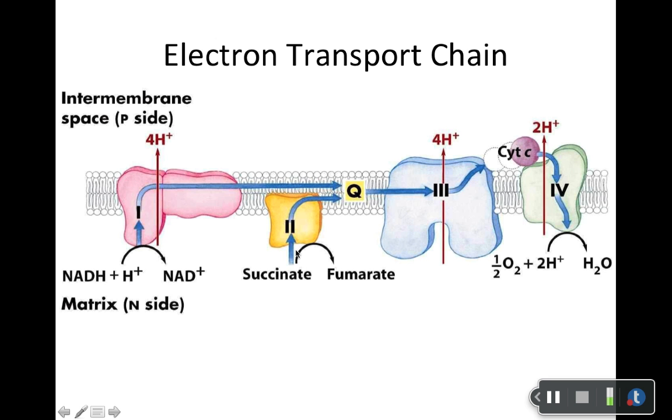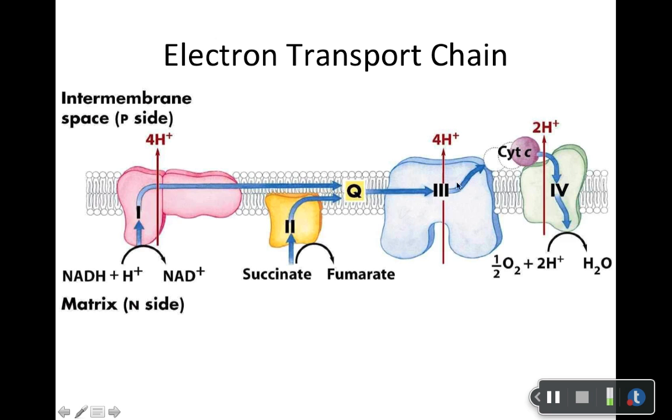So electrons come in to complex 2, also known as succinate dehydrogenase, from FADH2, which was generated by the enzyme, and they're passed through succinate dehydrogenase also to Q. So Q has 2 sources of electrons, complex 1 and complex 2. However, complex 2 does not pump any electrons through the membrane.